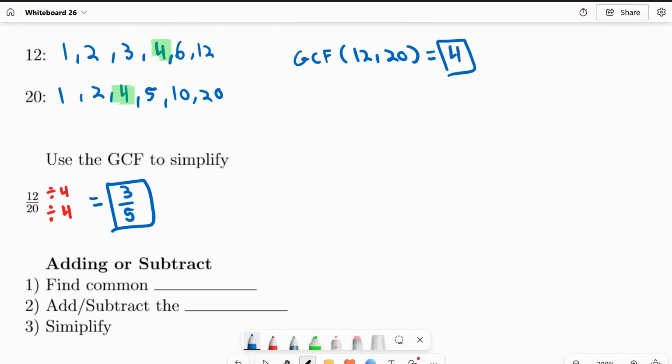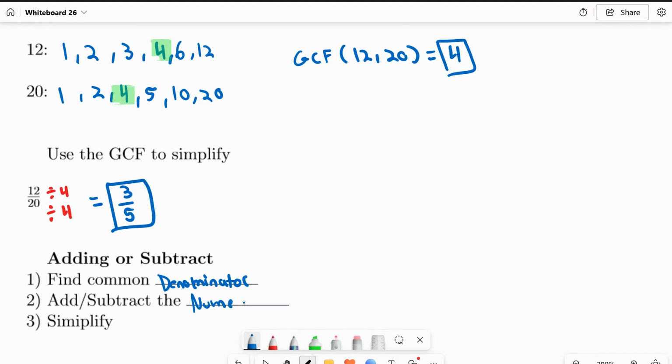Okay, so now let's go over the steps here. First of all, we're going to go over the steps for adding or subtracting fractions. When adding or subtracting fractions, the first thing we need to do is find a common denominator, which is what I already showed you in the previous example. Then we are going to add or subtract the numerators. Remember, the denominators do not change. And then the last thing we do is make sure that you simplify if possible.